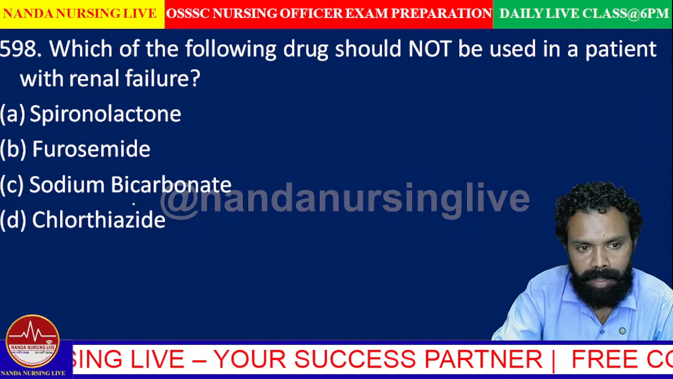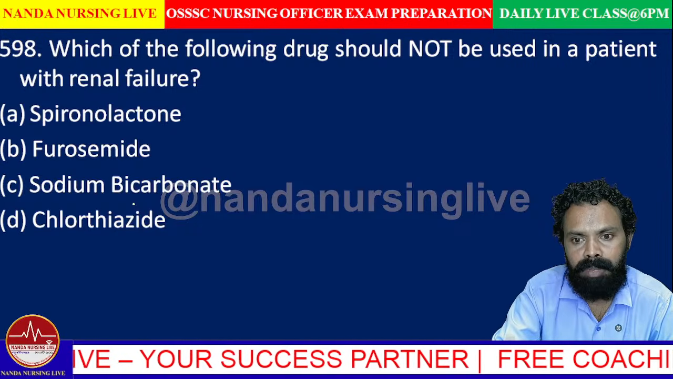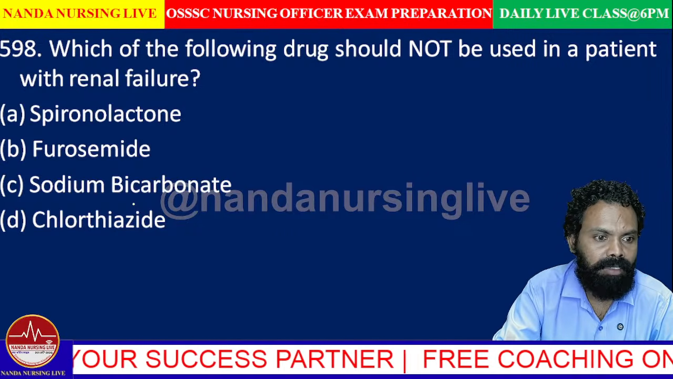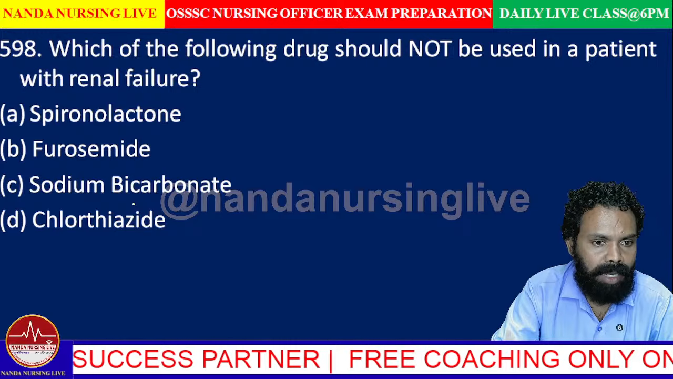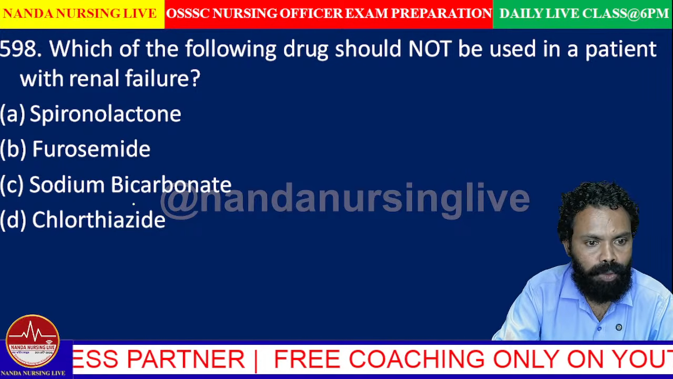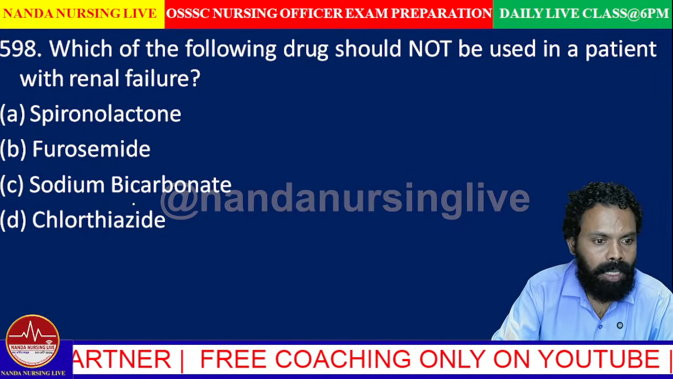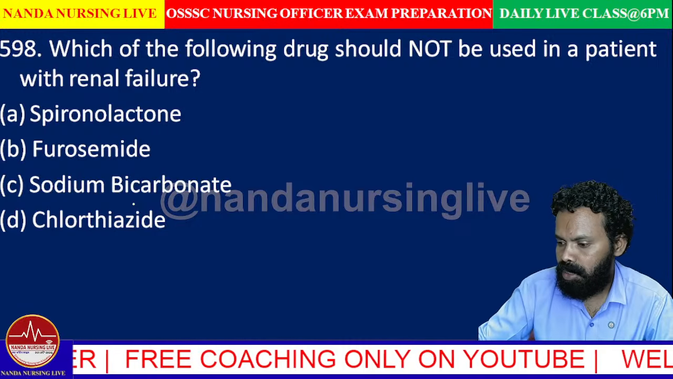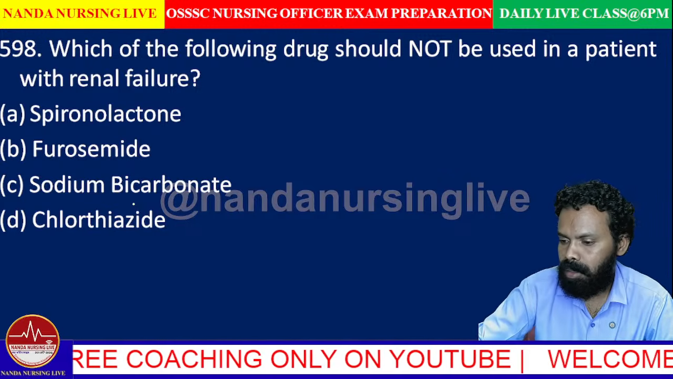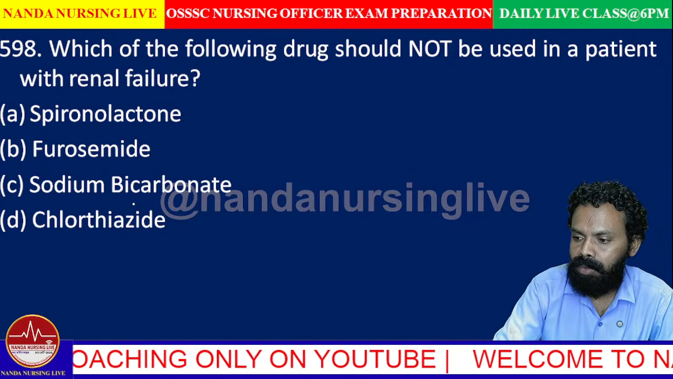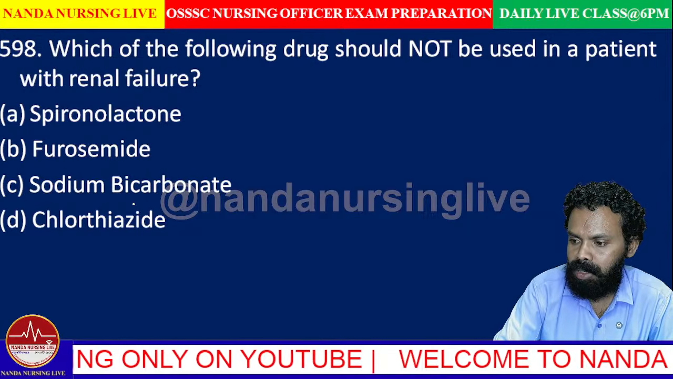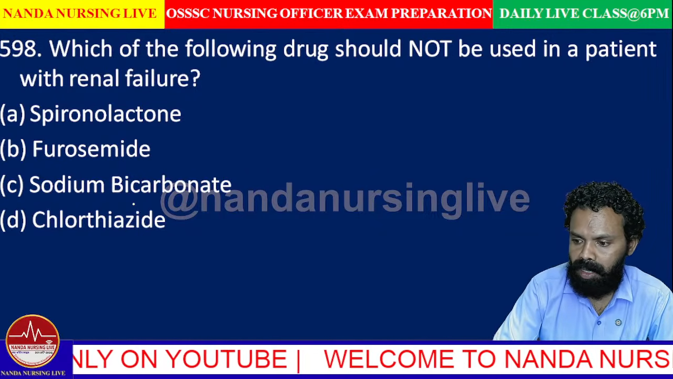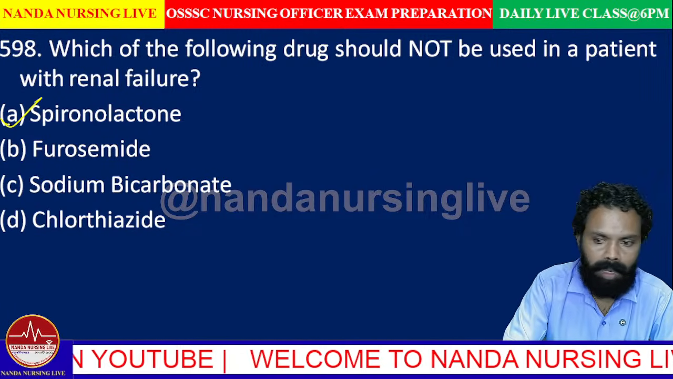Next question, question number 598. Which of the following drugs should not be used in a patient with renal failure? Option A is spironolactone. Option B is furosemide. Option C is sodium bicarbonate. Option D is chlorothiazide. So which option is the correct answer? The correct answer is spironolactone.